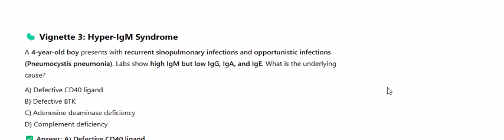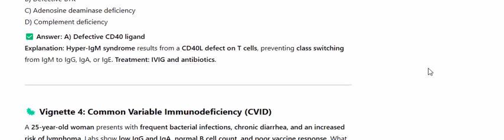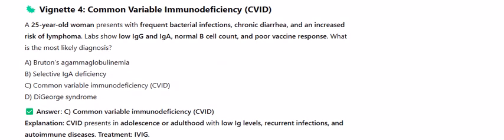Defective CD40 ligand. Explanation: Hyper IgM syndrome results from a CD40L defect on T cells, preventing class switching from IgM to IgG, IgA, or IgE. Treatment: IVIG and antibiotics. Vignette 4, Common variable immunodeficiency, CVID.